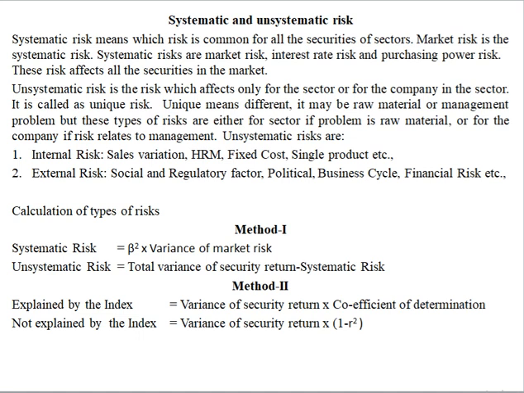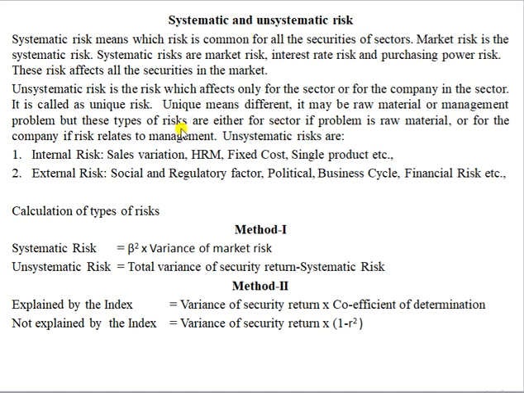Systematic risk means the market risk, which is applicable irrespective of any sector or any sector stock. It is called systematic risk. Unsystematic risk means the risk which is not related to the market but relates particularly to a company or a sector. Systematic risk is common for all the securities of all sectors. Market risk is the systematic risk.